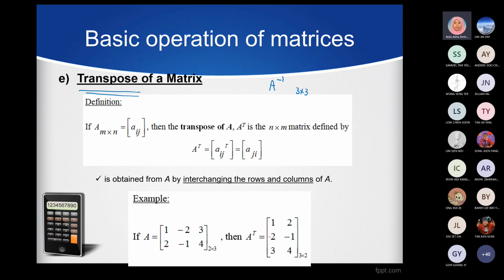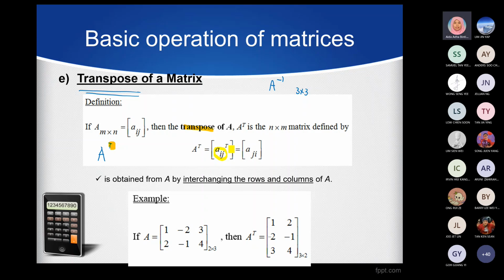For the transpose, we can put a notation. Let's say you want to transpose matrix A. You can see we have a small letter T on the top here. This one refers to the transpose. So you can see here the matrix A is A_ij.